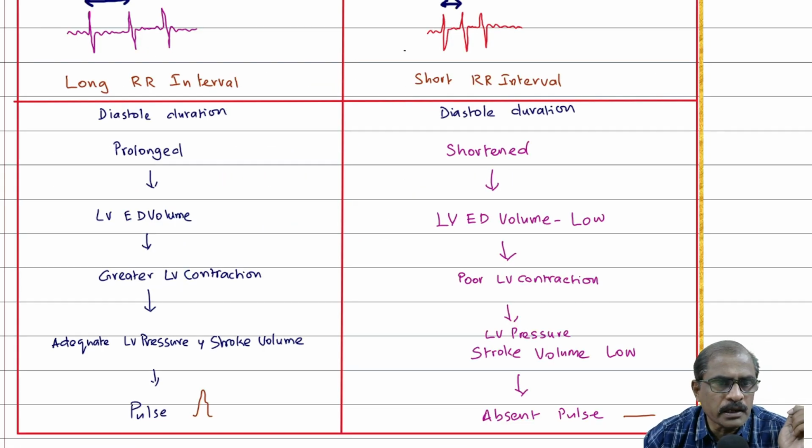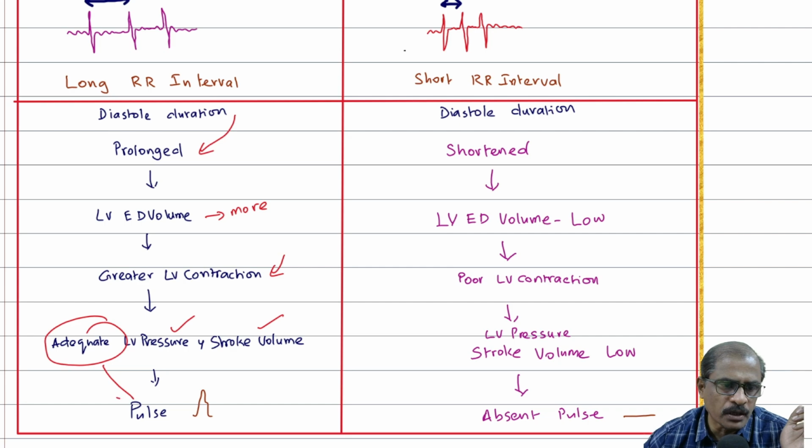During long RR interval, the duration of diastole is prolonged, so the LV has sufficient time to receive blood from the left atrium, and the LV end-diastolic volume is more. This leads to more stretching of muscle fiber and greater LV contraction. So the LV pressure and stroke volume are adequate to produce a pulse.